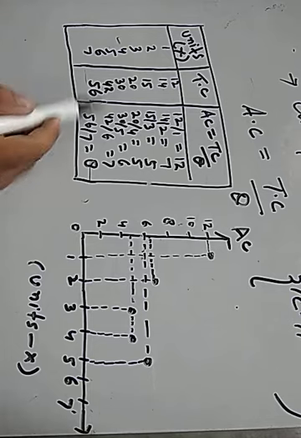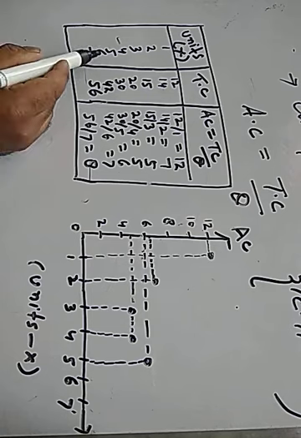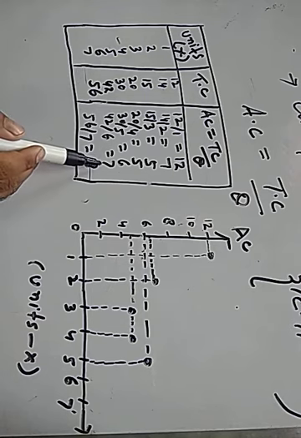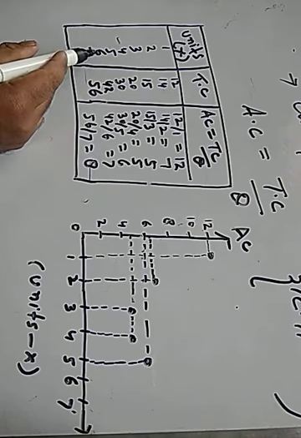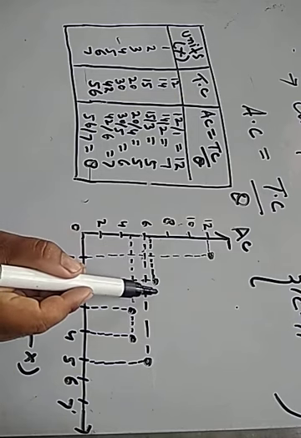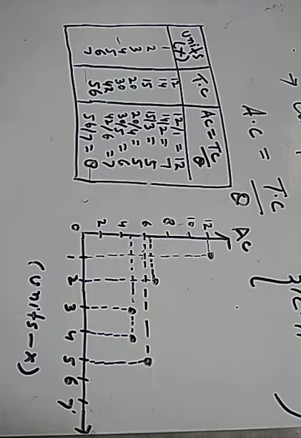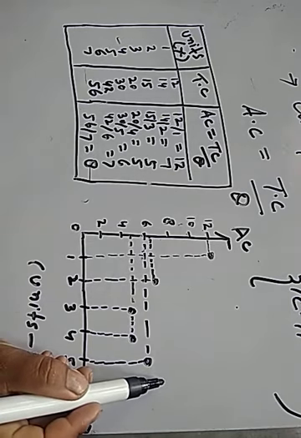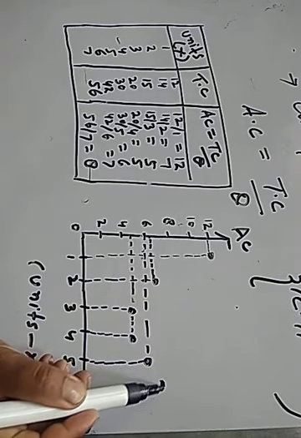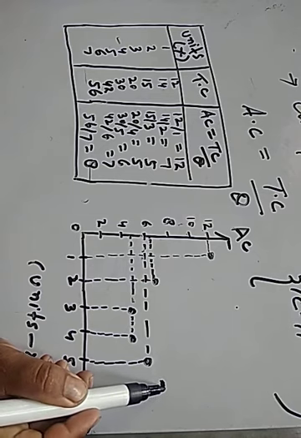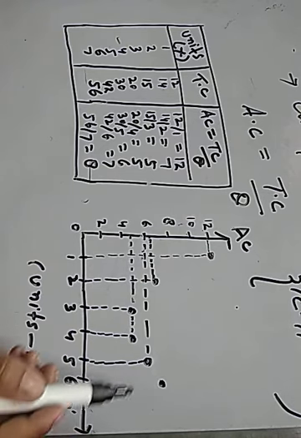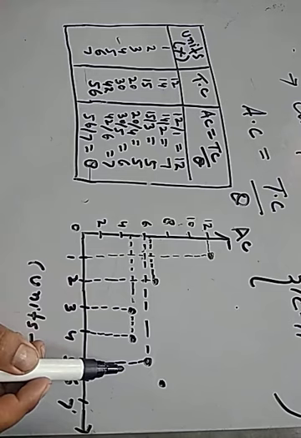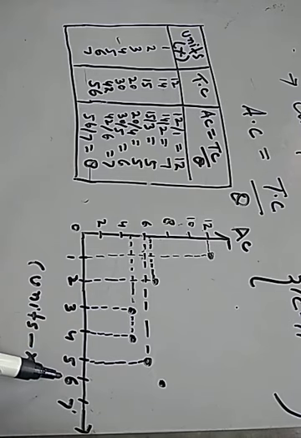Then it is 7. The average cost is 7 rupees when level of output is 6. This one, it will continue. This point shows the 7 and level of output is 6.